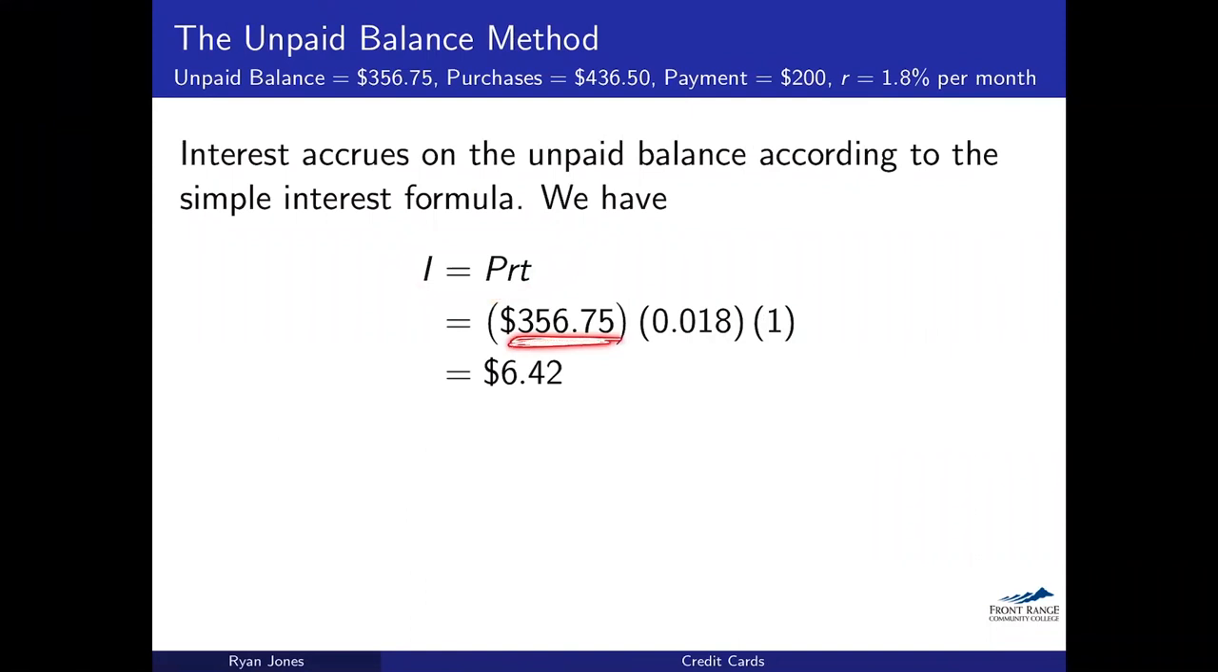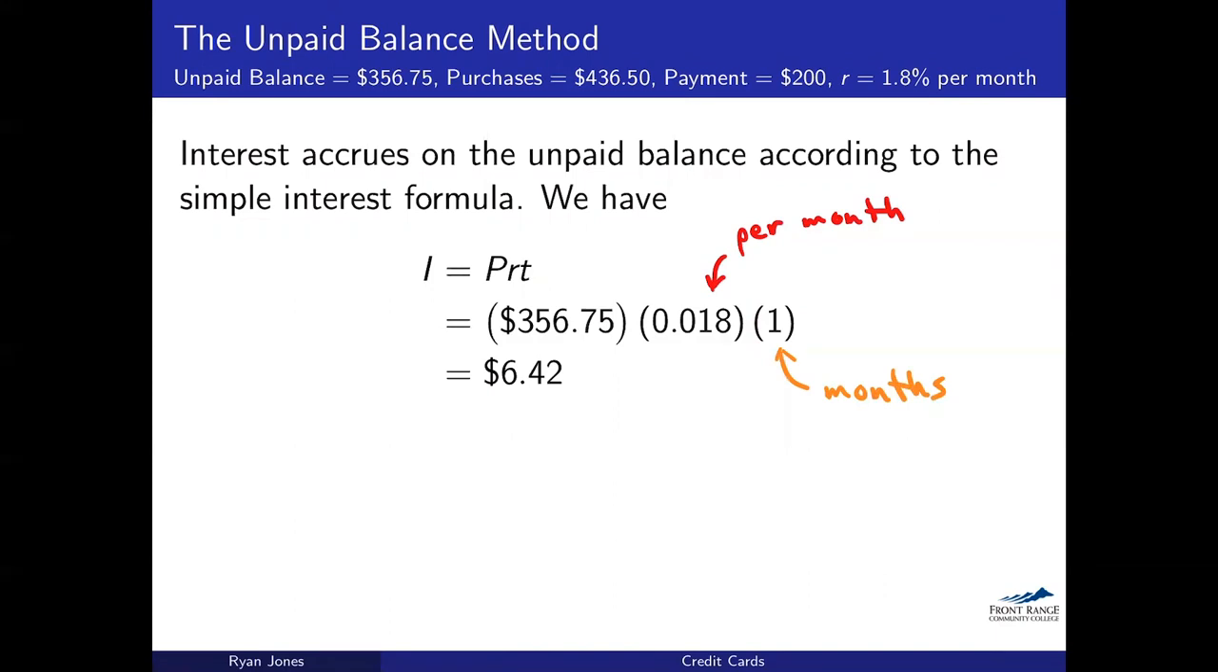The amount that we're calculating the interest on is that unpaid balance from the prior month, that $356.75. The interest rate is that 1.8%, and I'm writing it as a decimal. And then be very careful here. This time is in terms of months. So this interest rate was in terms of per month. As we've mentioned before, we want to make sure that we keep our units lining up appropriately. So this is in terms of months, and we're just going from 1 month to the next. And so that time is going to just be 1.